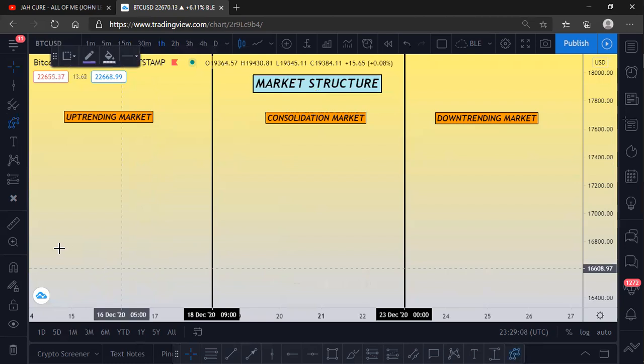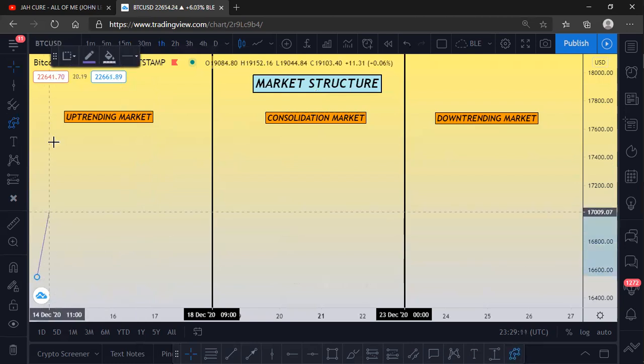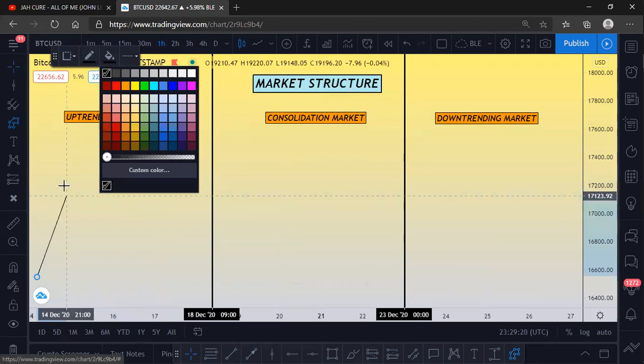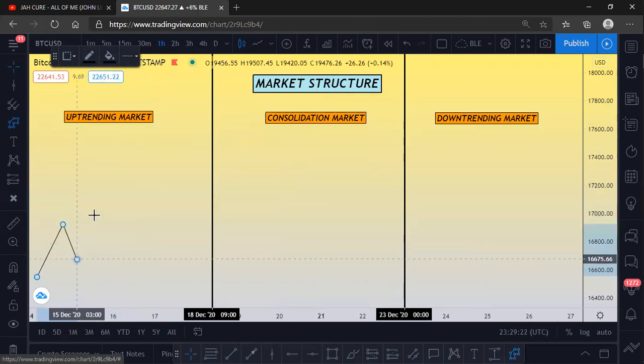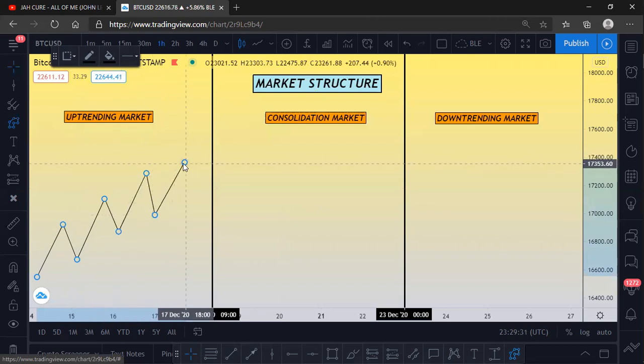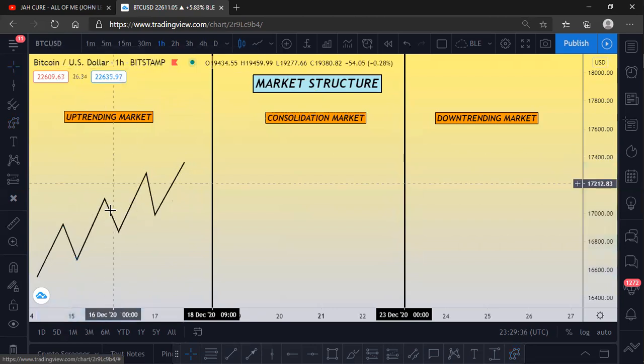Okay, let me do this. For an uptrending market, we want to see something like this, right? Yes. So now the market is uptrending here, right? Because we can see how the market came at a low, went up, came back down, went up, came back down, went up, came back down, and just keeps going on an uptrend. So this is an uptrending market, right?